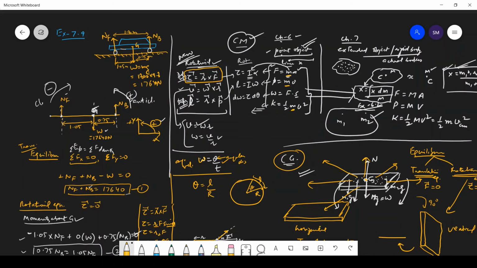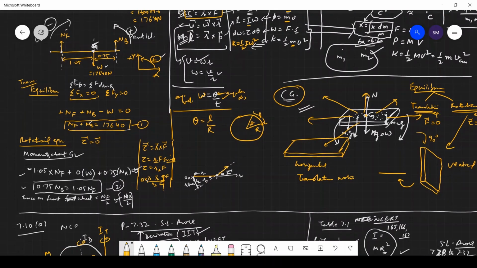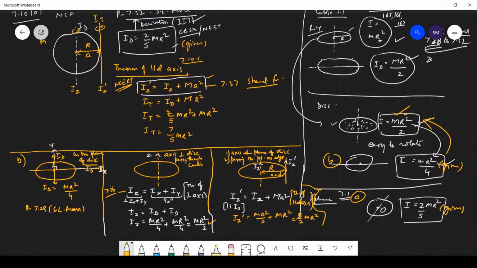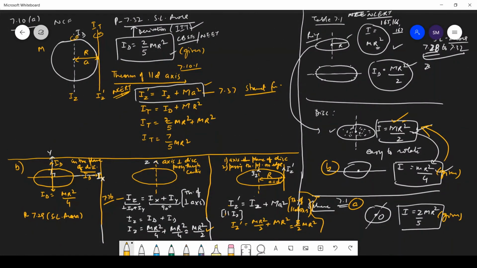Okay, but in all these three formulas you need the moment of inertia. K is equal to half I omega square. So you need I. How to calculate this I? That depends on the object, its mass, and then further its axis of rotation. So students, this is what it was all about.